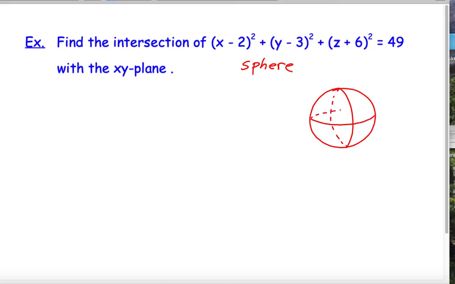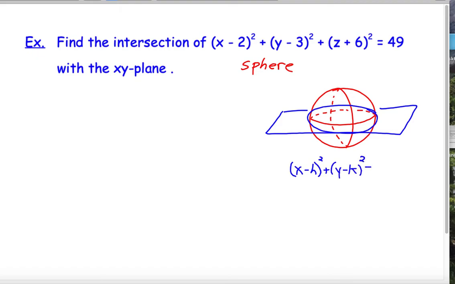So here's our sphere. And if I want to slice this with a plane, we're going to wind up getting, it's hard to see here, but the intersection of the plane and the sphere is going to be a circle. And we know that the equation of a circle is going to look something like this. So it just depends on what the plane is that's cutting my circle. If it's the xy plane, that means z is equal to 0.